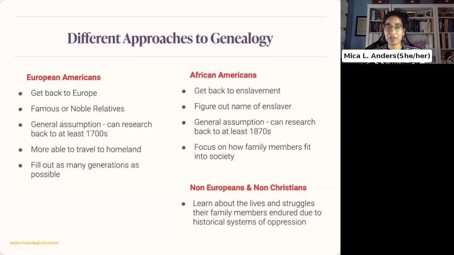So there's this idea that if people can get back to like the 1870s, 1860s, then they feel like they've really completed or have a really good, filled family history. So that's really different, right? 1700s versus maybe 1870s. That's a very different idea of what success can look like.